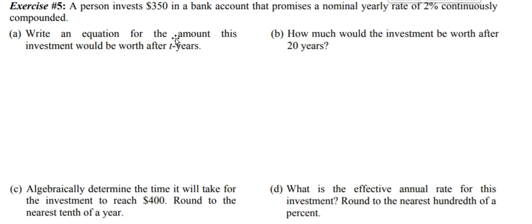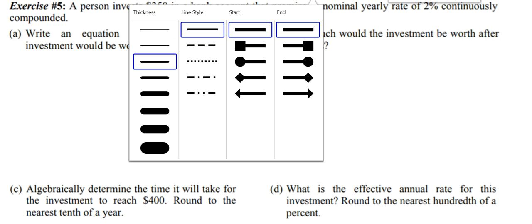So looking here at exercise 5, yes, I know we skipped some. This says a person invests $350 in a bank account that promises a nominal yearly rate of 2% continuously compounded. Write an equation for the amount this investment would be worth after T years. So we don't know the T, but we know the other parts of it.